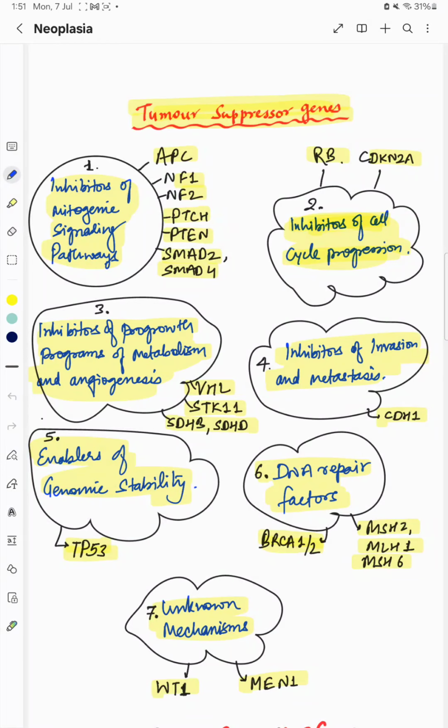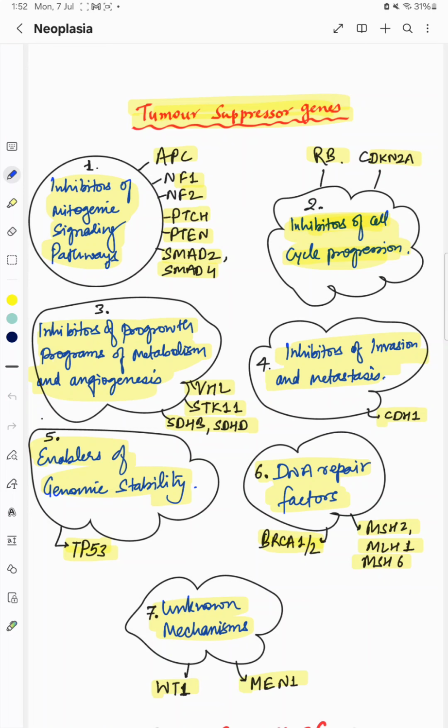Hello everyone. Our next topic in neoplasia is tumor suppressor genes. We are discussing the cellular and molecular hallmarks of cancer, and we have discussed proto-oncogenes, and now the second is tumor suppressor genes. As the name suggests, tumor suppressors basically keep a check on uncontrolled, continuously proliferating cells and prevent the development of tumor formation.